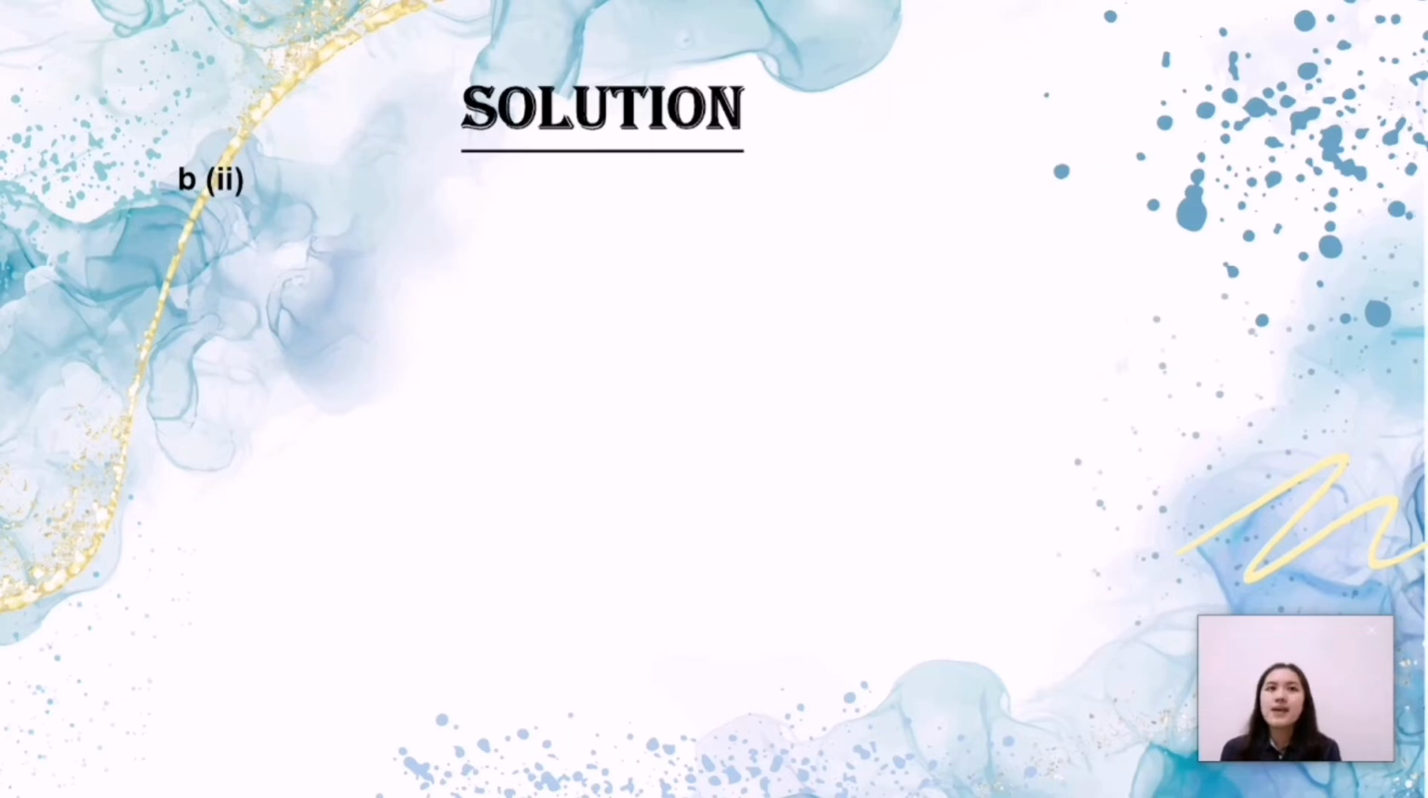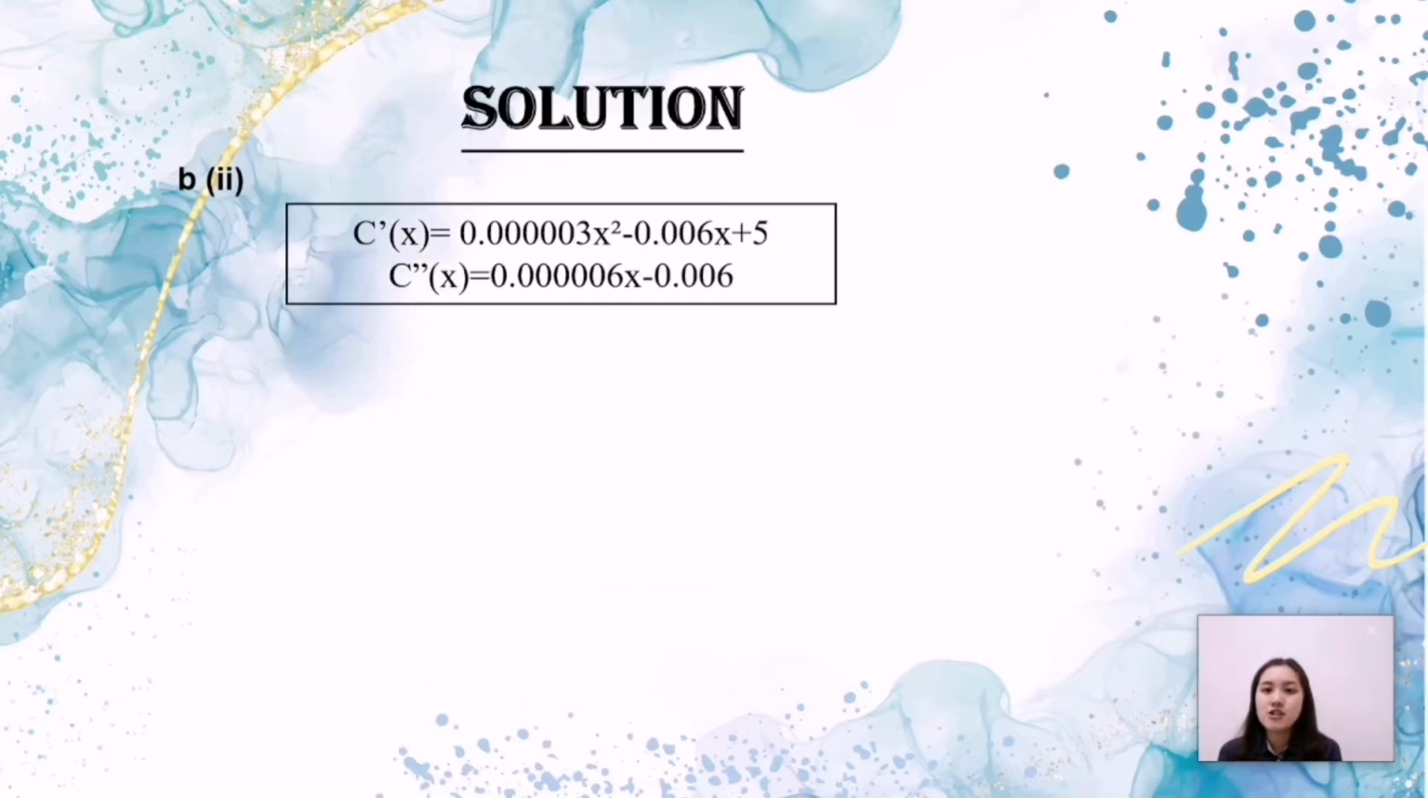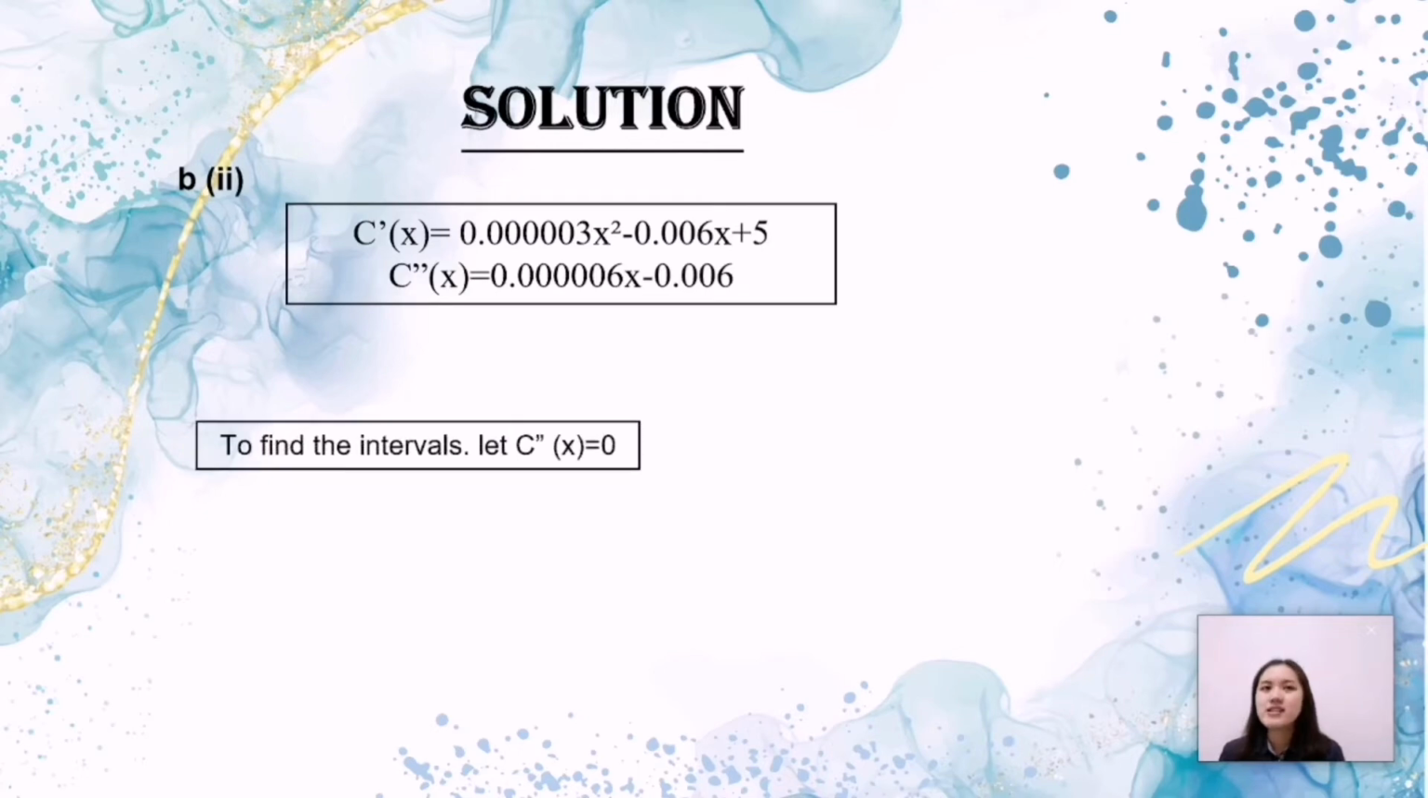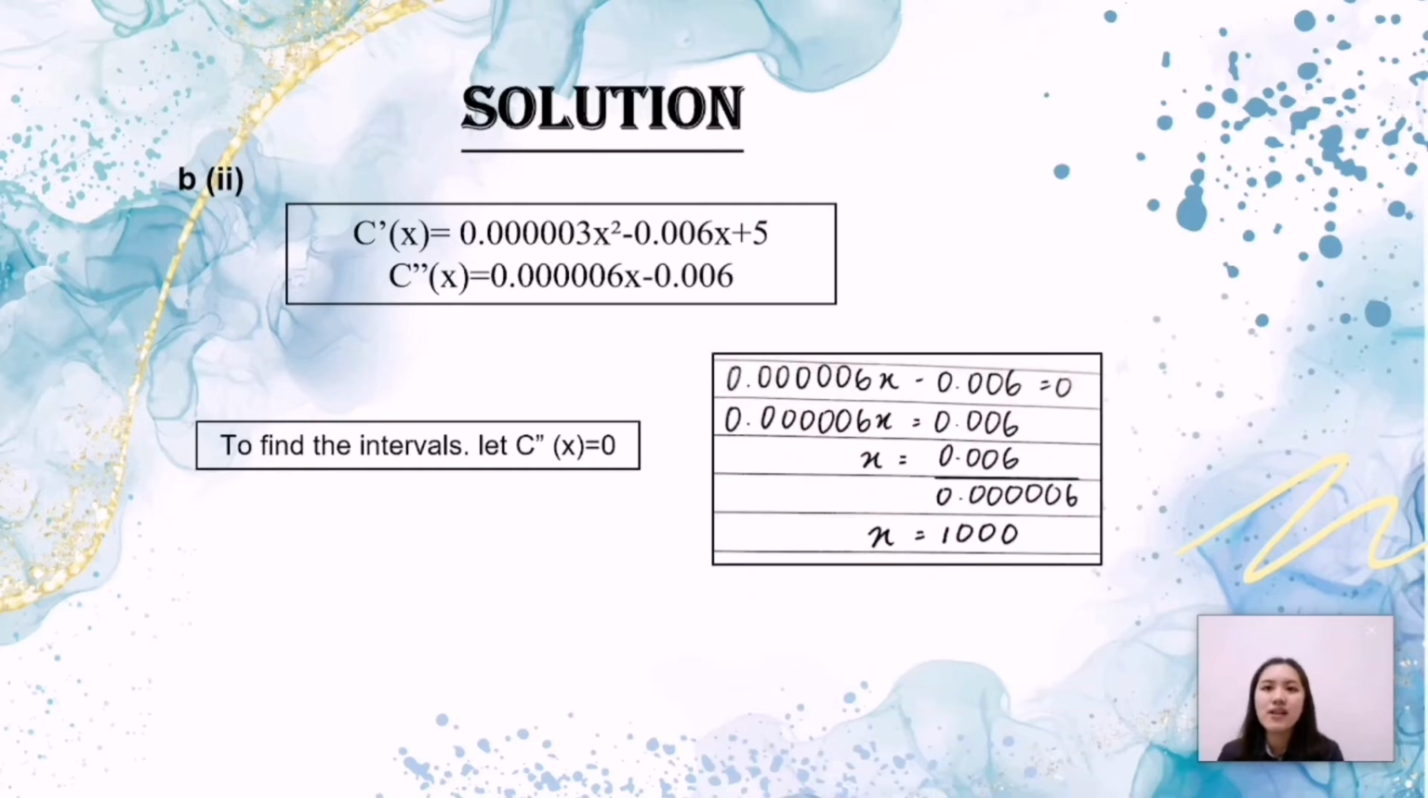So for the solution of part 2, which is the behavior of the marginal cost function, we write down the first derivative of the cost function, which is 0.00003x squared minus 0.006x plus 5, to find the second derivative of the cost function, which is 0.00006x minus 0.006. To find the interval, let the second derivative equal to 0, so we can notice that x will become 1000. Hence, the intervals are negative infinity to 1000, and 1000 to infinity.